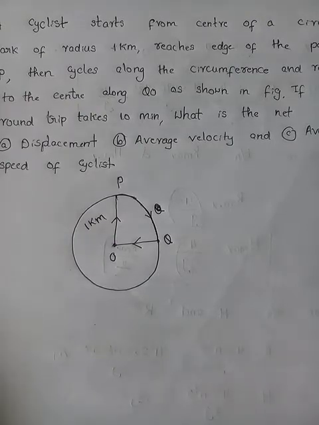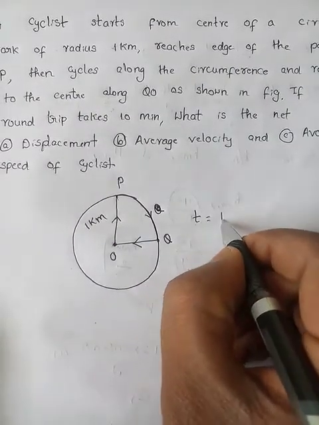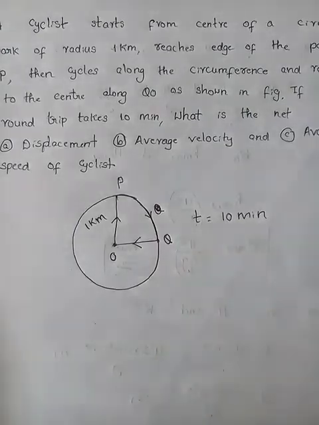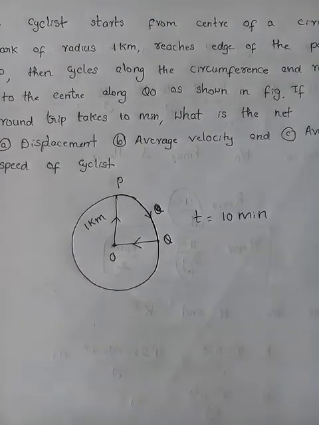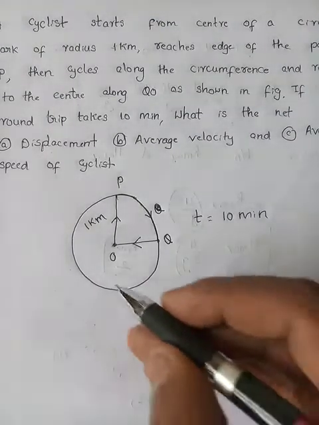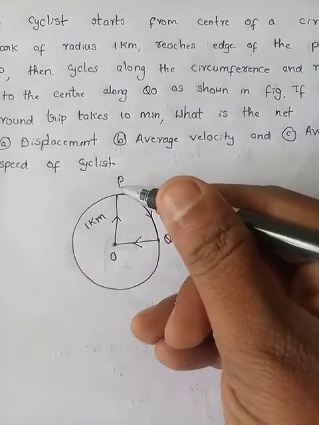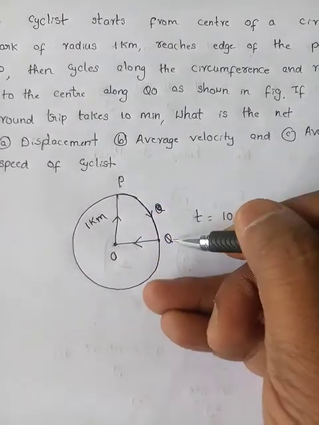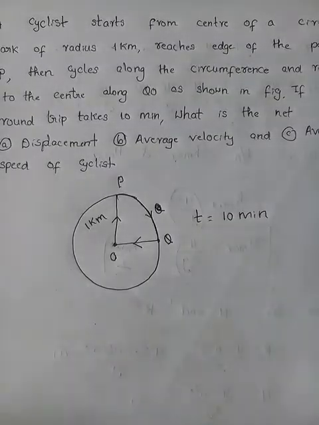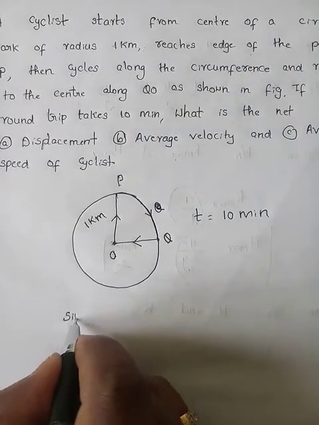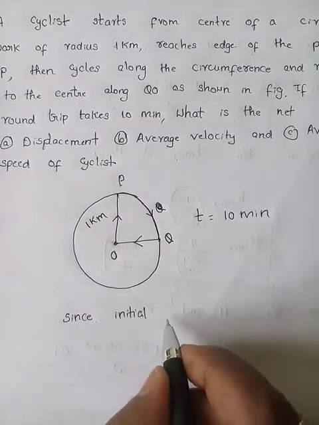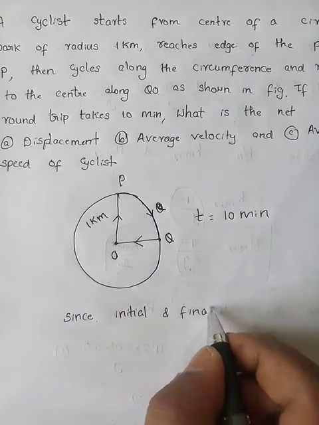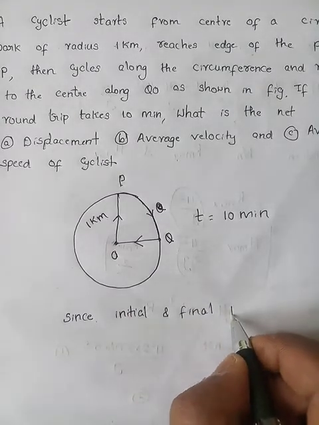Now, what is the question? The total time taken is 10 minutes. What are they asking here? What is the average speed, average velocity and displacement? See, he started from O, reaches point P, then P to Q, Q to O. Since the initial and final points are the same, he started from O and reached O.